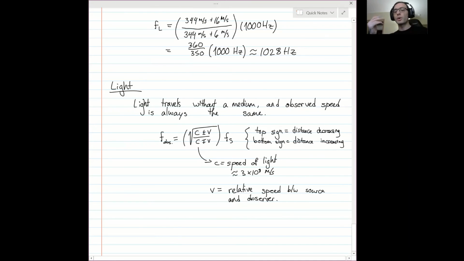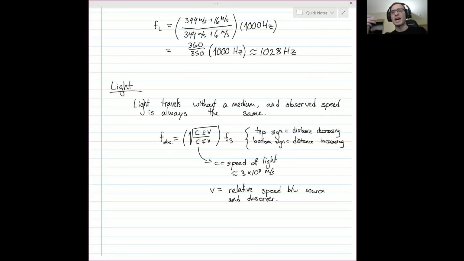And so what we would say is, if the distance between two objects is, say, decreasing by 100 meters per second, you would plug in c plus 100 meters per second divided by c minus 100 meters per second. You'd choose the top sign in both cases because the distance is decreasing between them. So you choose plus in the numerator and negative in the denominator. If the distance between them is increasing, i.e. they're going away from each other, you choose the negative sign.